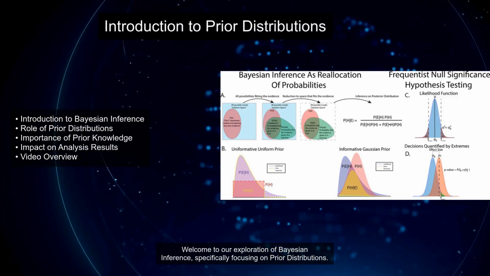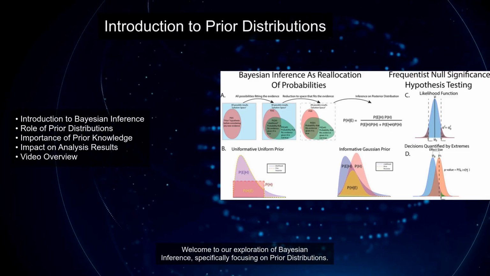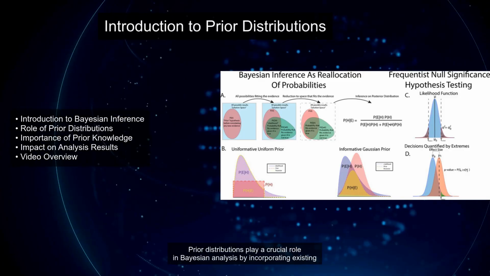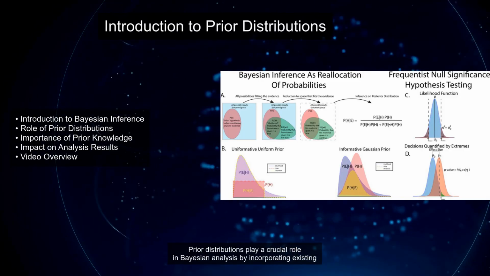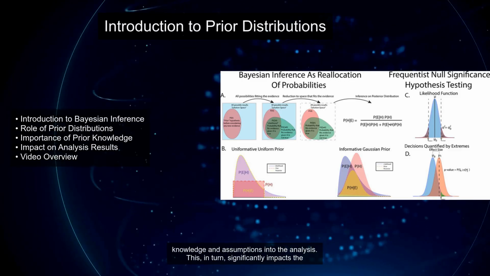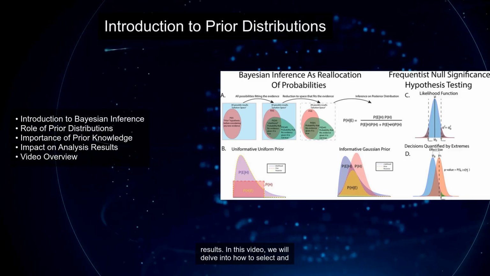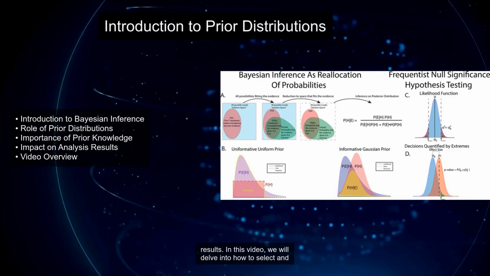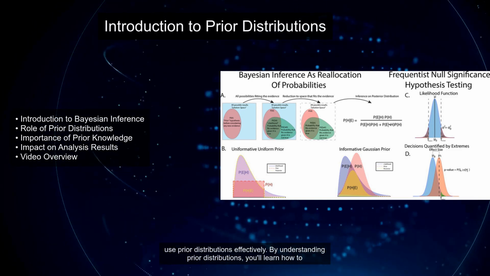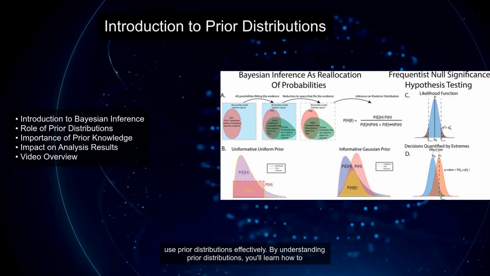Welcome to our exploration of Bayesian inference, specifically focusing on prior distributions. Prior distributions play a crucial role in Bayesian analysis by incorporating existing knowledge and assumptions into the analysis. This, in turn, significantly impacts the results. In this video, we will delve into how to select and use prior distributions effectively.